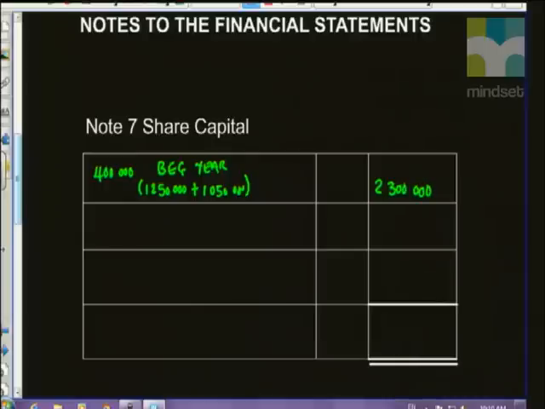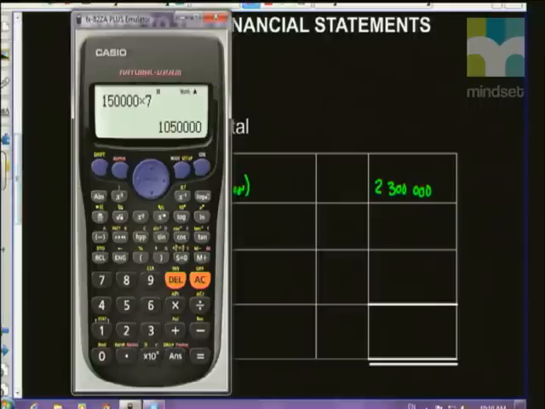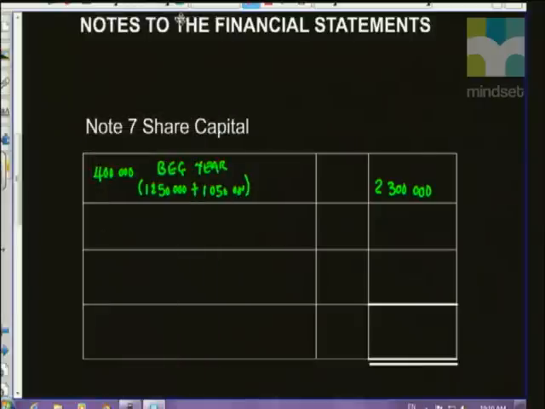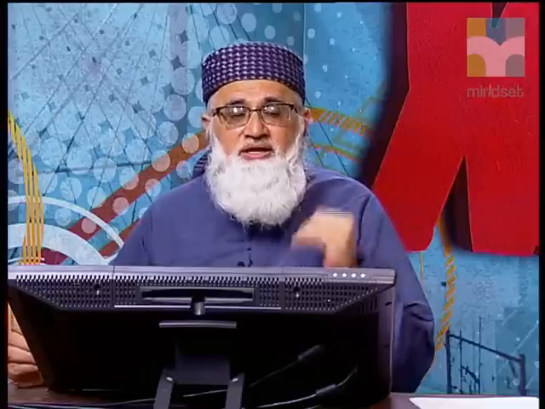Where's the 2,300,000 coming from? Clearly you can see here that you had the 1,050,000 plus the 1,250,000, okay, to give me a figure of 2,300,000. Now, that would be the value of my shares at the beginning of the financial year.